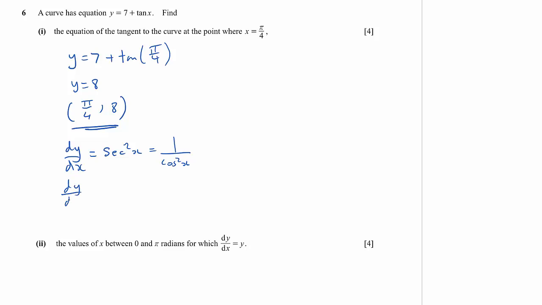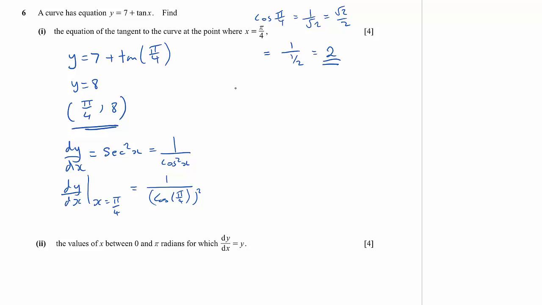So dy dx, when x is equal to pi by 4, is going to be 1 over cos of pi by 4 squared. And you should know the cos of pi by 4 is 1 over root 2, or if you like, root 2 over 2. So if we square that, we get a half. So it's going to be 1 over a half, which is 2.